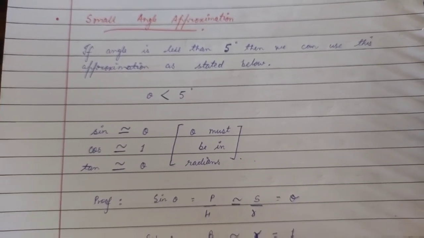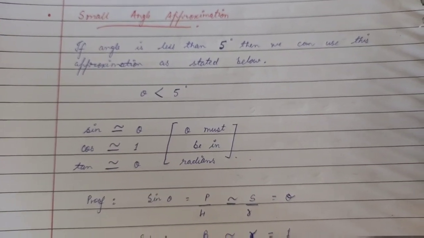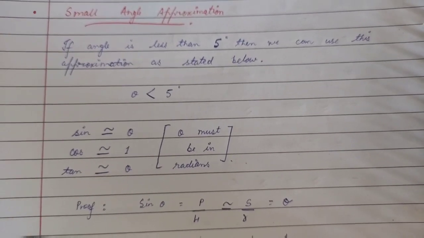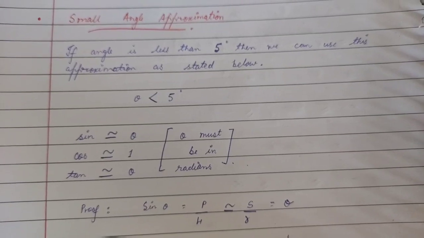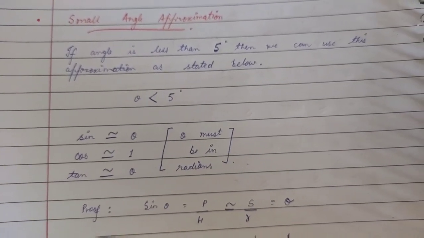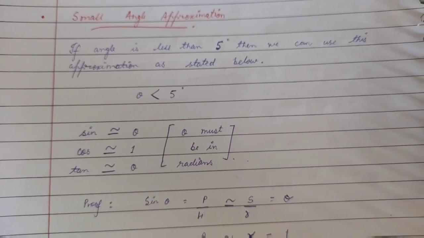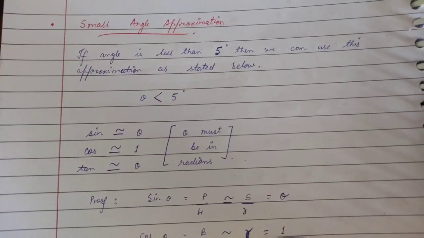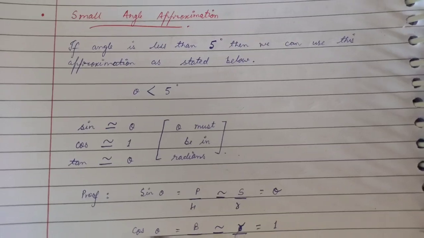In the previous topics we have discussed the trigonometric angles and their identities. So now let's see some angle approximations which will help us to solve problems more quickly. If the angle is less than 5 degrees, then we can use these approximations as stated.